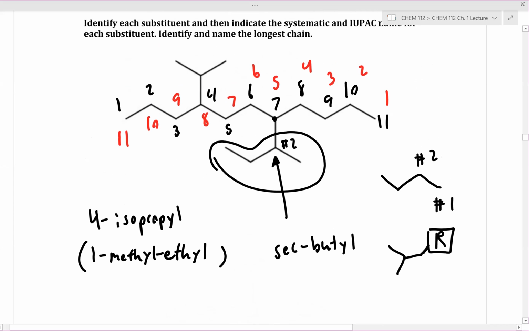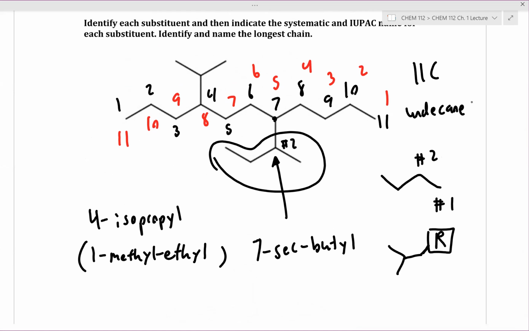So this would be 4-isopropyl, 7-sec-butyl, and since this is an 11 carbon chain, what do we name it as? Undecane, yeah. So it's 11 carbons, so this is undecane. Does this example make sense to everyone?